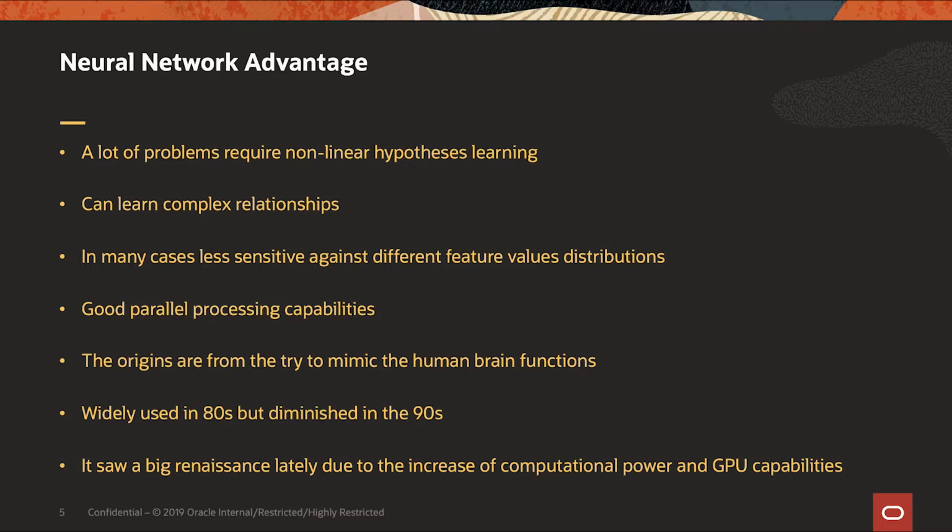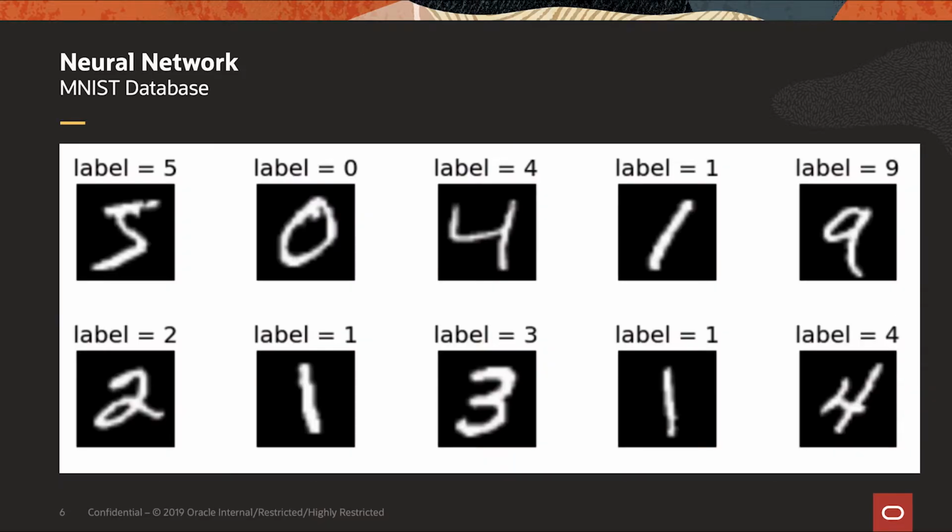Specifically, neural networks originally came from the attempt to mimic the human brain, and they were widely used in the 1980s, but diminished in the 1990s, and have seen a big renaissance lately, also due to the increase of computational power and GPU capabilities. A lot about neural networks will be explained in the context of the exercise.